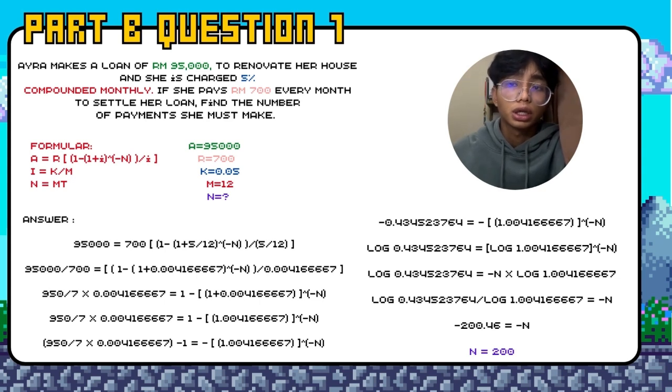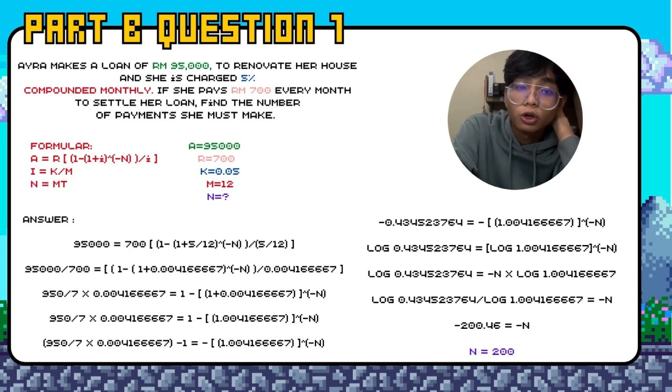Next, open bracket 950 divided by 7 multiplied by 0.004166667, close bracket, minus 1 equals negative, open bracket 1.004166667, close bracket, power negative n. Next, negative 0.4345236764 equals negative 1.004166667 power negative n. After that, we put a logarithm into the earlier number.